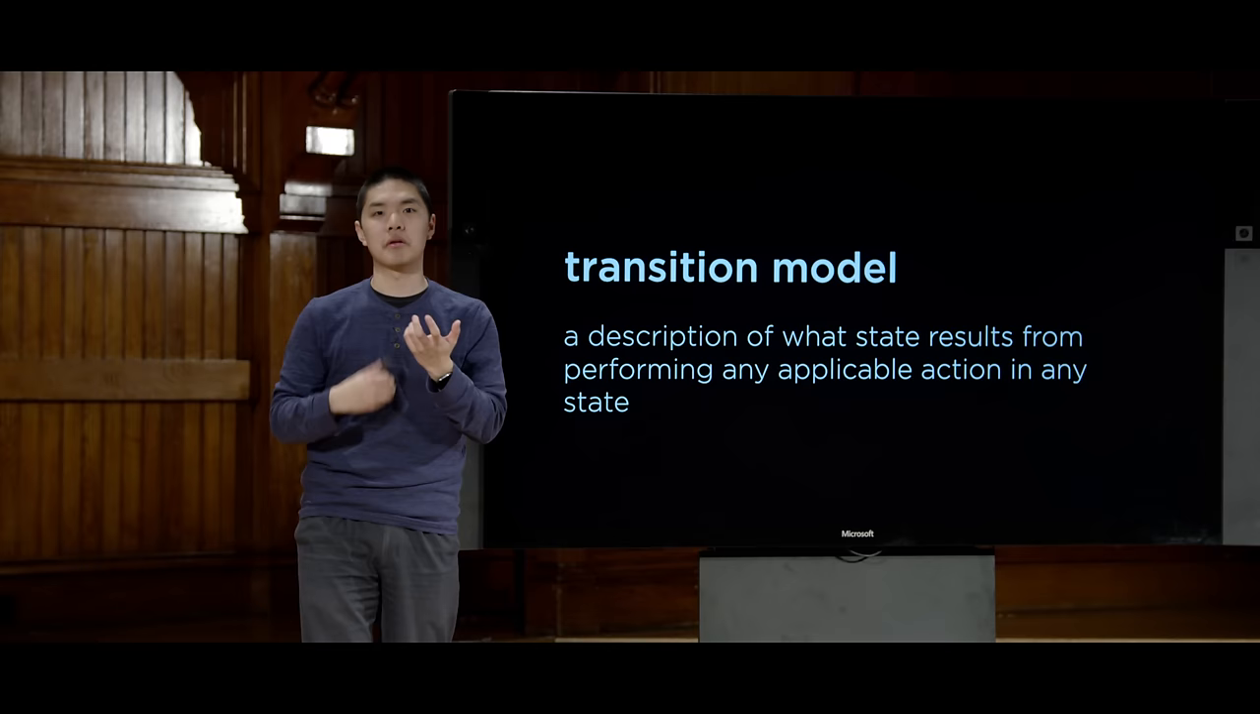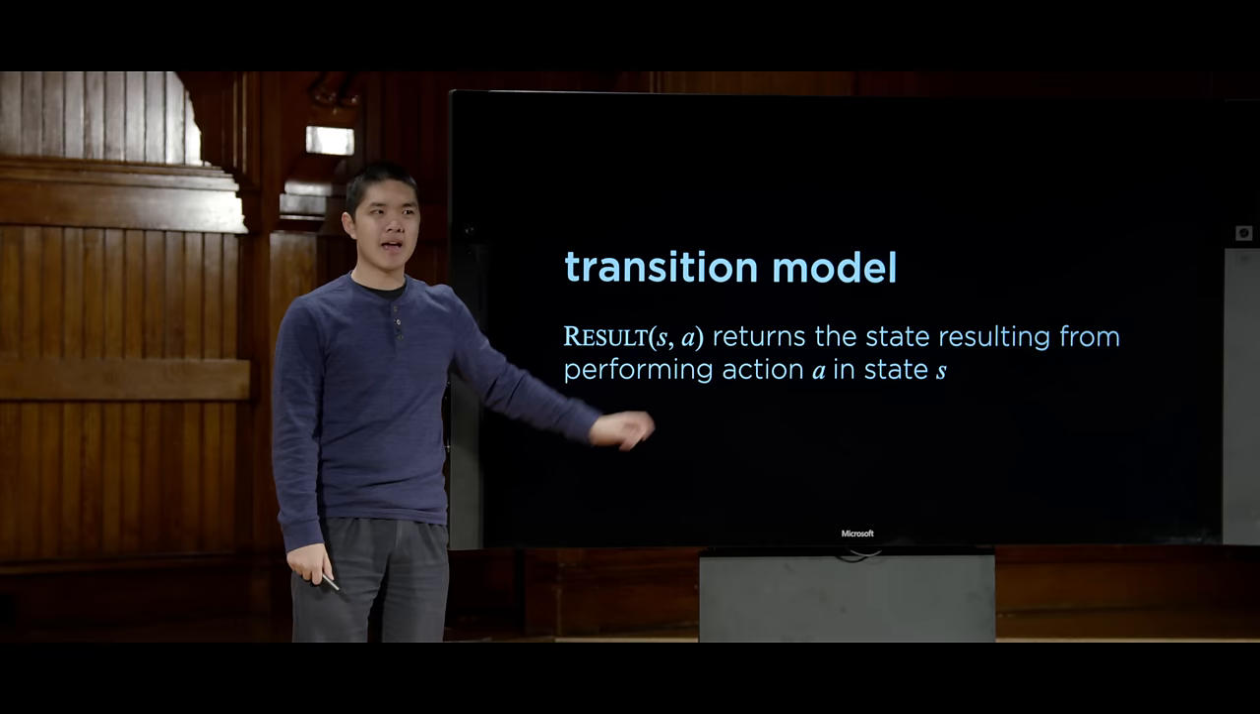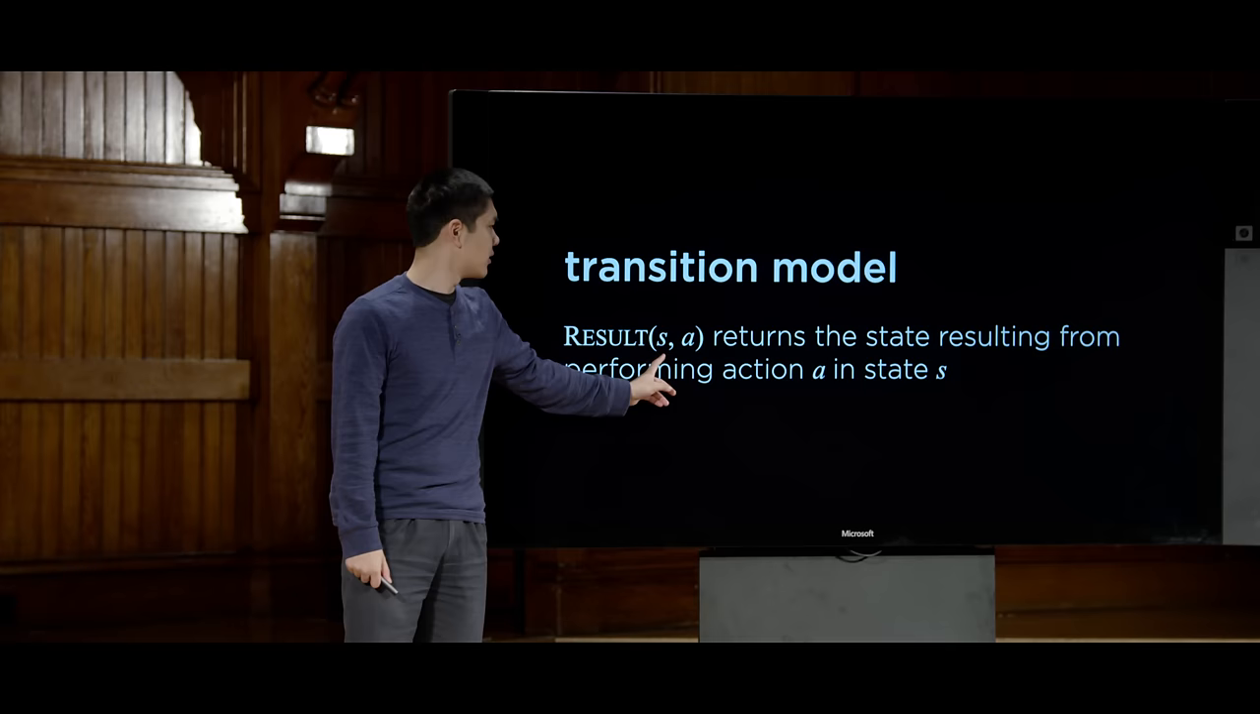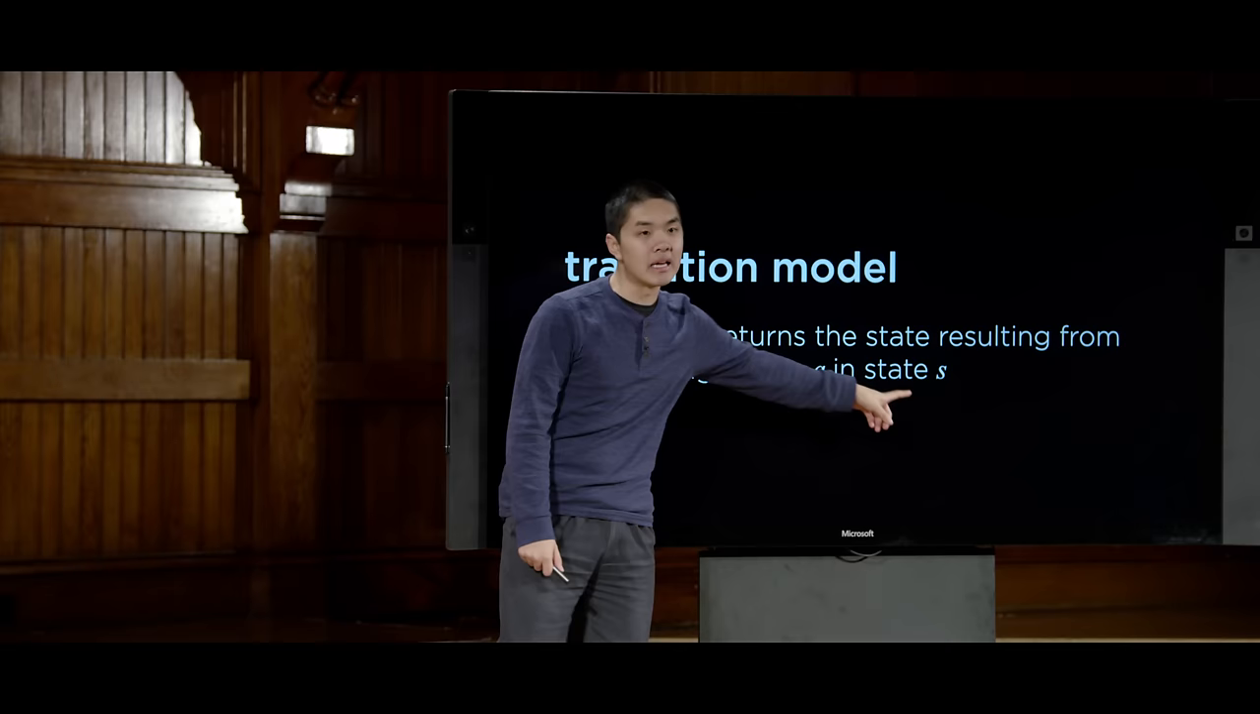And again, we can be a little bit more precise about this, define this transition model a little bit more formally, again, as a function. The function is going to be a function called result that this time takes two inputs. Input number one is s, some state, and input number two is a, some action. And the output of this function result is going to give us the state that we get after we perform action a in state s.